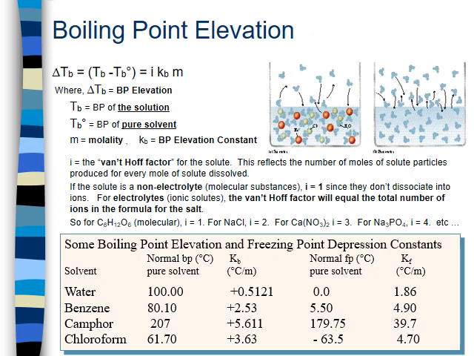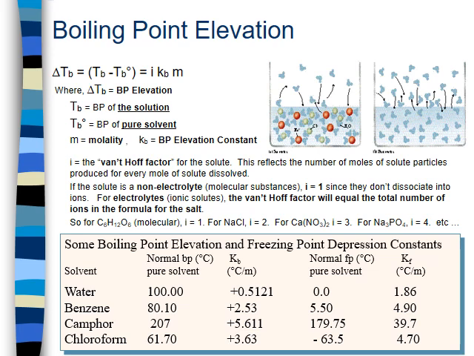Mathematically, we can describe boiling point elevation with this simple formula. It's got about 4 variables. The change in the boiling point, delta TB, which you can also look at as the boiling point elevation, is equal to the boiling point of the solution, TB, minus the boiling point of the pure solvent, TB with a degree symbol. You remember the degree symbol refers to the pure solvent. That change in boiling point is equal to i times Kb times molality.